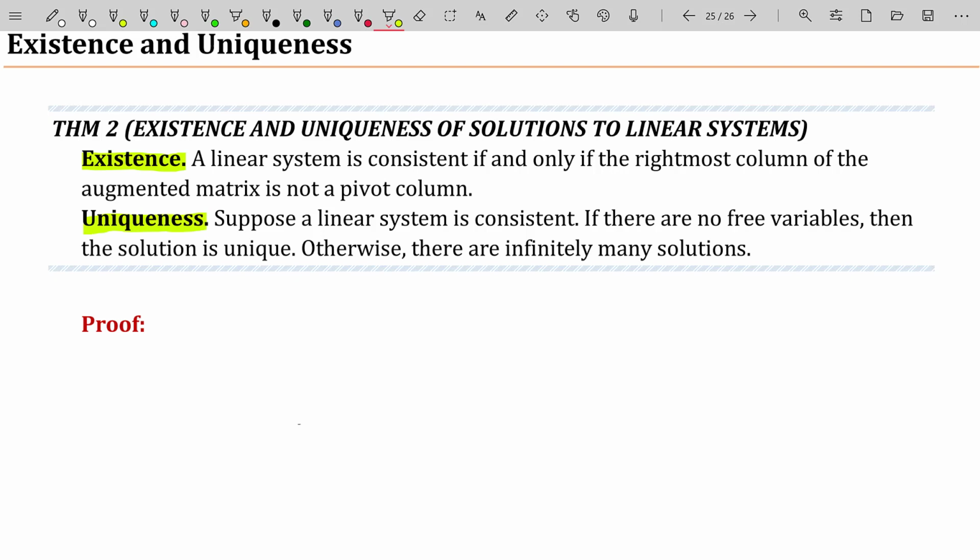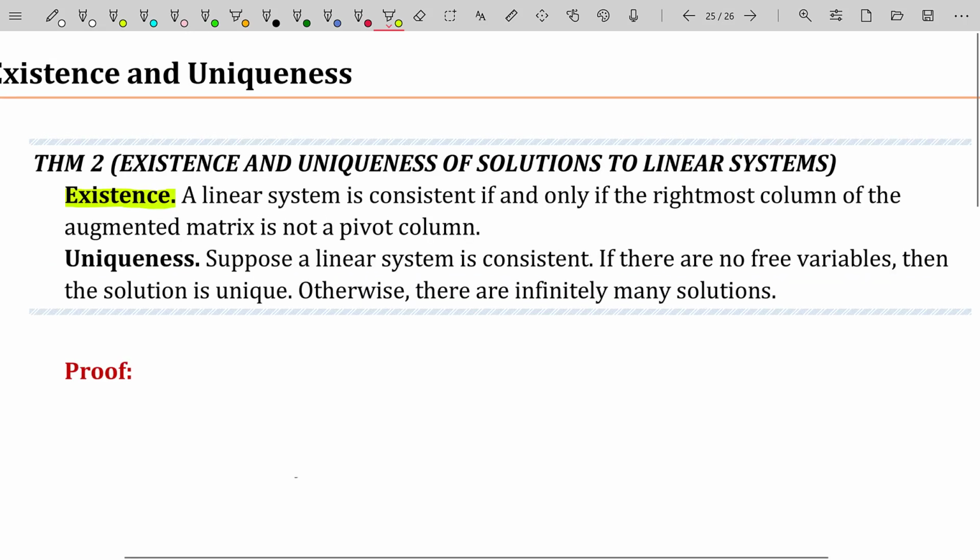We're going to go ahead and tackle the very first part of this theorem, because like I said, it's broken into two parts here. The first part reads as follows: a linear system is consistent if and only if, and remember, if and only if is called a bijection. It means that if the first part is true, then the second part must be true. And if the second part is true, then the first part must be true.